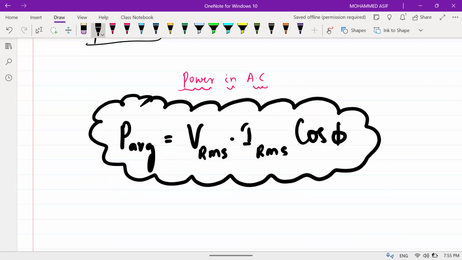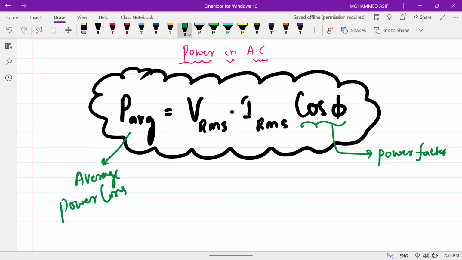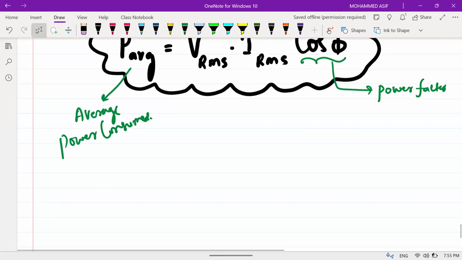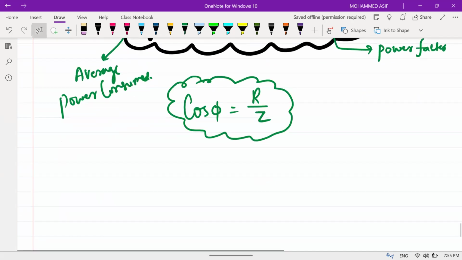What is cos phi, beta, anyone? R by Z. What is the name for that? Power factor. Isn't it? So this one is right now the average power consumed in the AC. Cos phi is equal to R divided by Z, which I told you. Z is known as impedance. Clear?